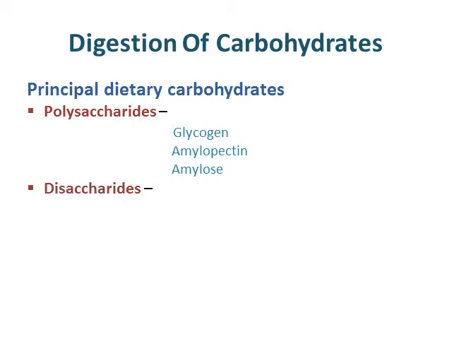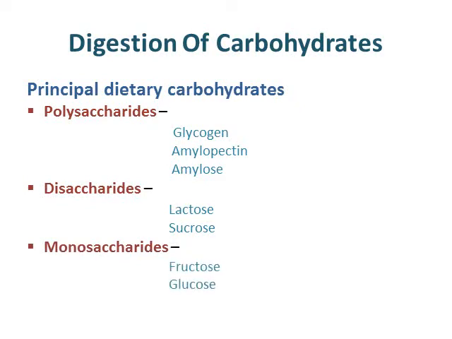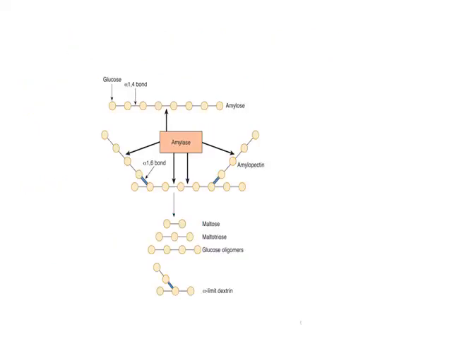The disaccharides include lactose or milk sugar, sucrose or table sugar, whereas the monosaccharides include fructose and glucose. In the mouth, the enzyme alpha amylase present in the saliva acts on the starches. The optimum pH of this enzyme is 6.7. Its activity is inhibited by acidic gastric juice in the stomach.